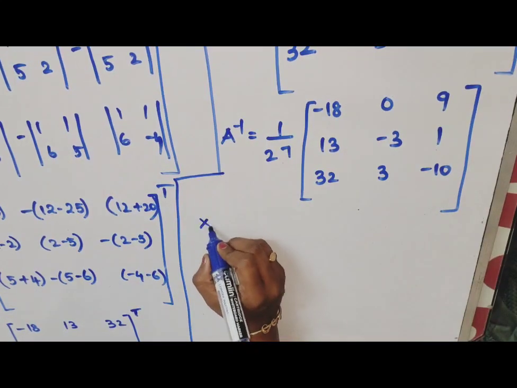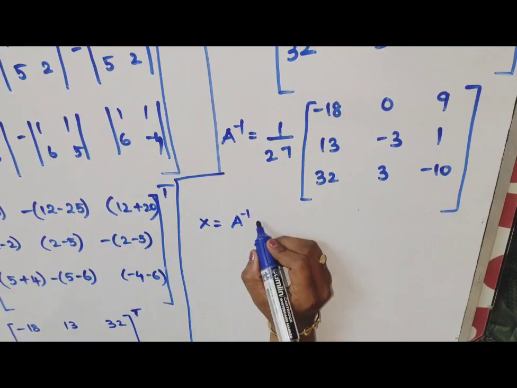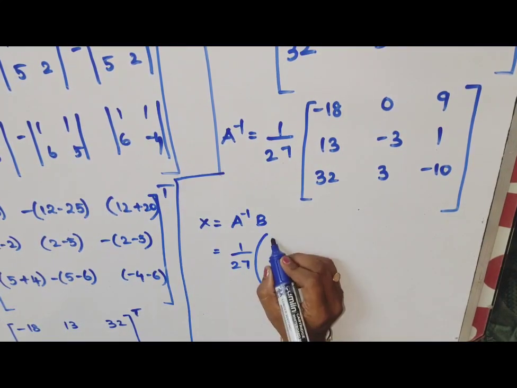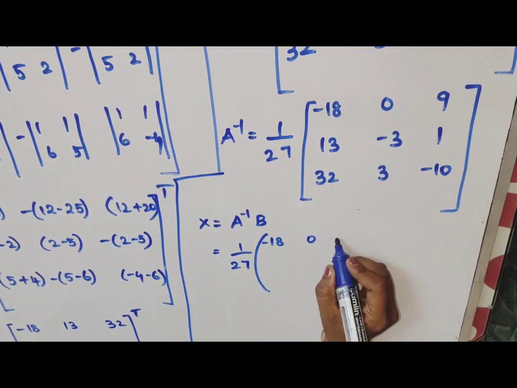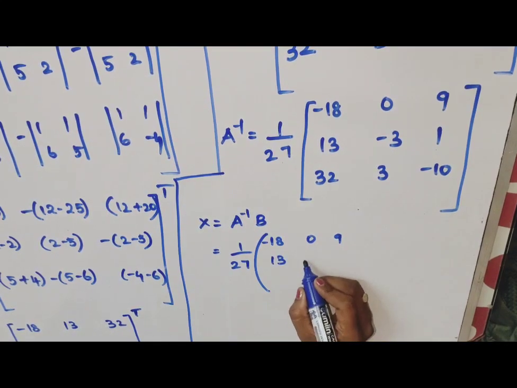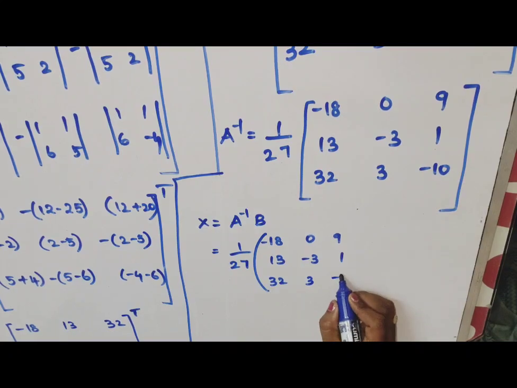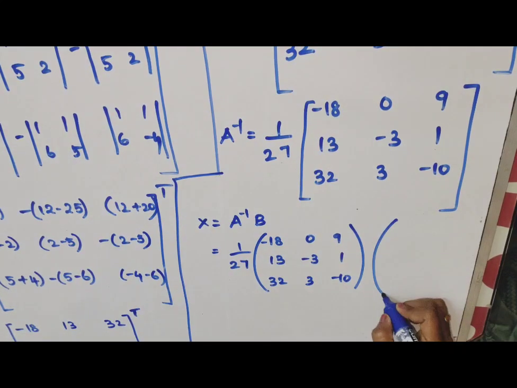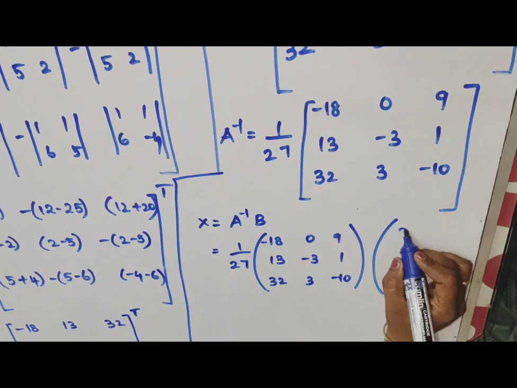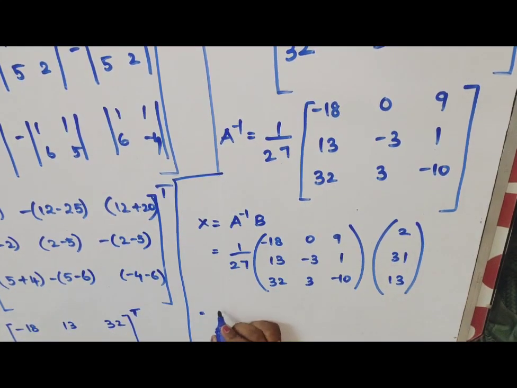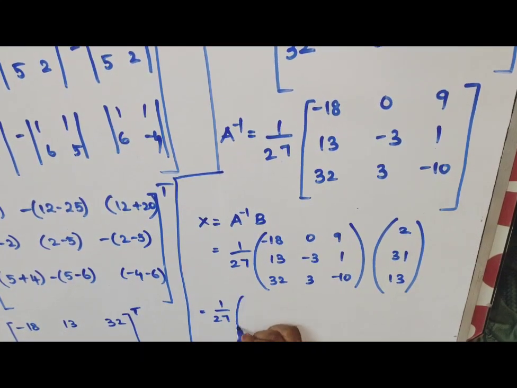So next x equals A inverse B. A inverse value is 1 by 27 into minus 18, 0, 9, 13, minus 3, 1, 32, 3, minus 10. Value of B is 2, 31, 13. So we have to do the matrix multiplication. 1 by 27, I will keep it outside.